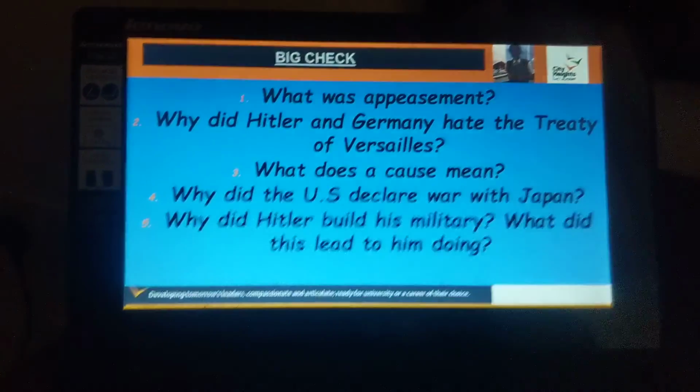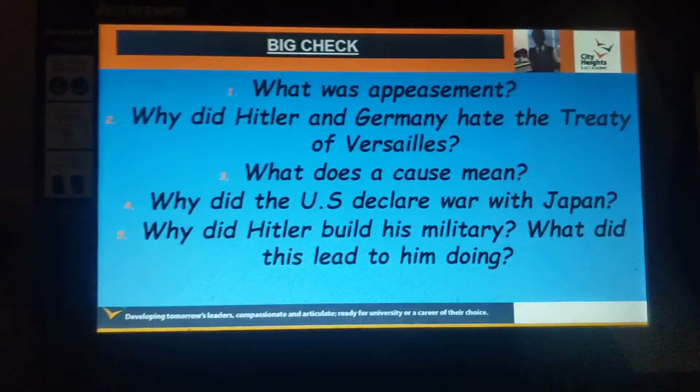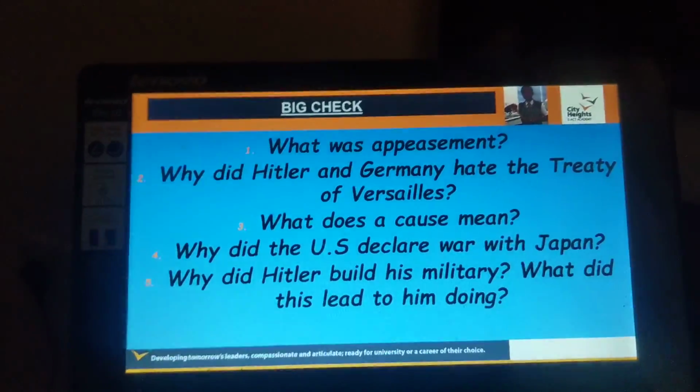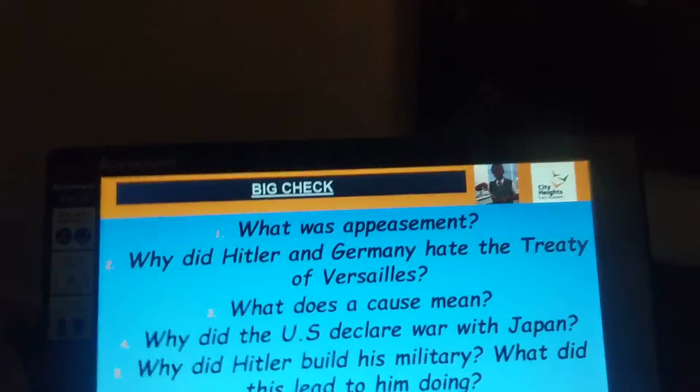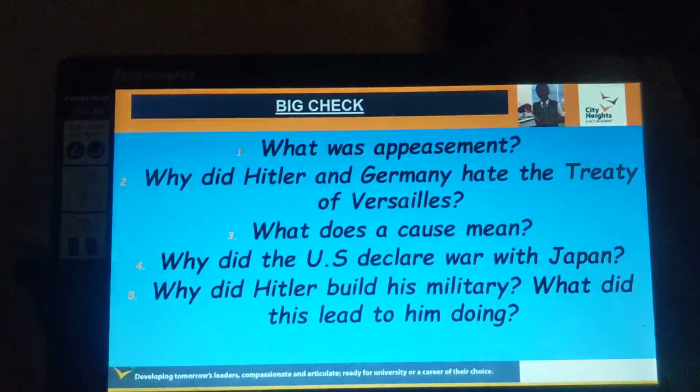What did this lead to him doing as a result of him building his military, building his army, building his nation, his armed forces, his soldiers, his aircrafts, etc., etc.